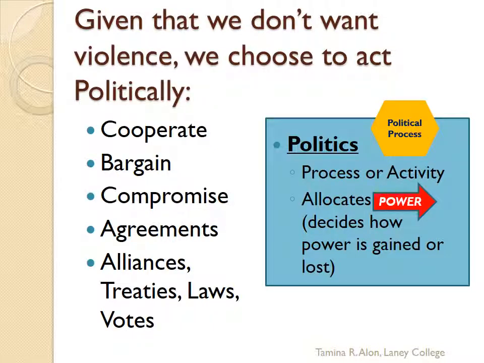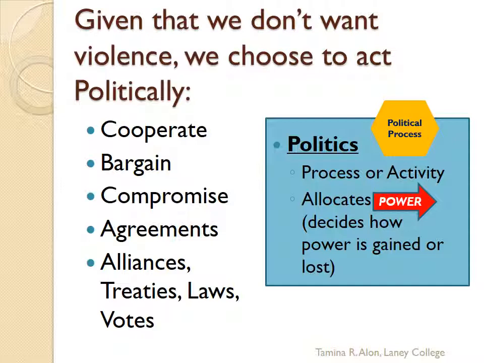So given that we don't want violence, we actually choose to act politically. It's something we opt into. We choose to cooperate or bargain with other people, and this can be in our daily lives. We choose to compromise, to maybe split the cookies up for the kids who are around. We choose to enter into agreements or contracts. You choose to rent from your landlord, and you work together on how to allocate that particular resource.